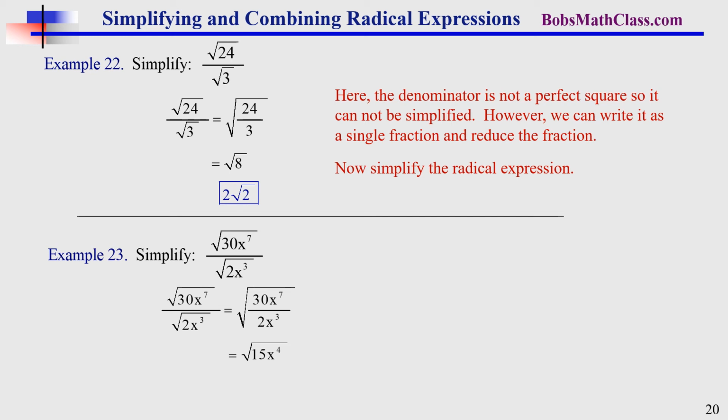Now we'll simplify that radical expression. The square root of 15 is 3 times 5. No pairs there, so that stays by itself. Put x to the 4th. There's 2 x's that we can take out. In other words, divide 4 by the index, which is 2. And there's no remainder. So x squared times the square root of 15.